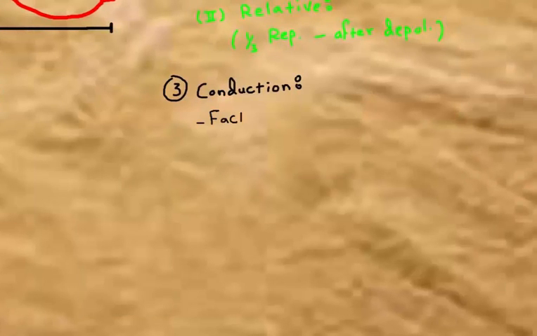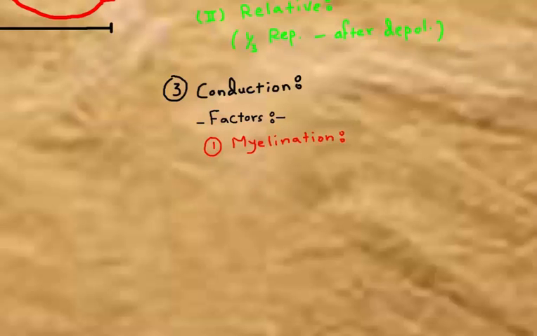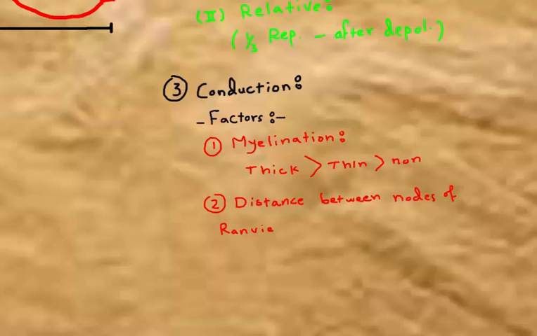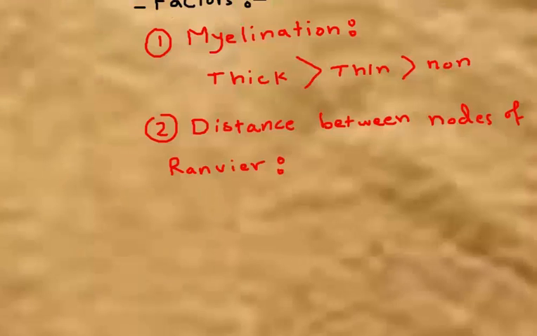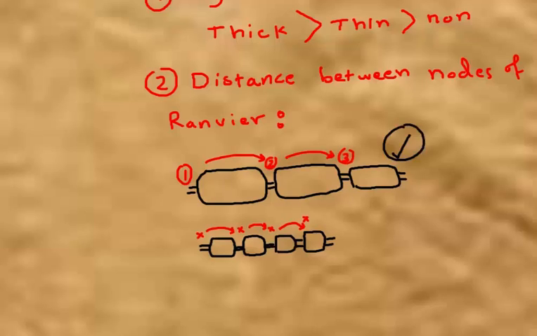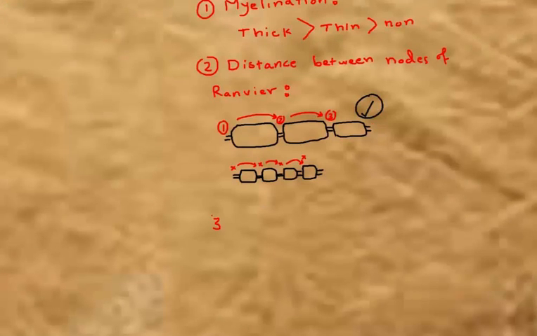Now, before we are done with this video, there are three important factors that determine the velocity of the conduction in the nerve fiber. First off, the degree of myelination. The thick myelinated fibers conduct electricity faster than thin myelinated fibers, and the thin myelinated fibers conduct faster than non-myelinated fibers. Second is the distance between the nodes of Ranvier. The longer the distance between the nodes of Ranvier, the faster the conduction velocity. And then the last factor determining the conduction velocity is the axonal diameter. The larger the diameter of the axon, the faster the conduction velocity.